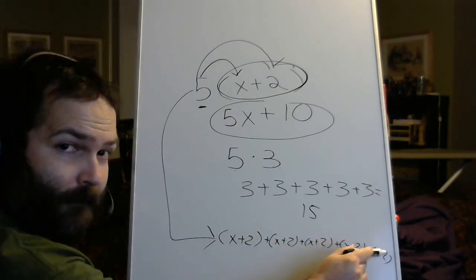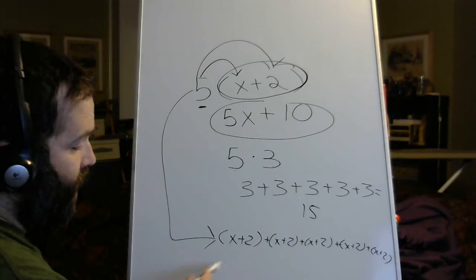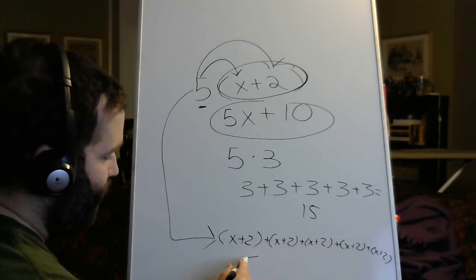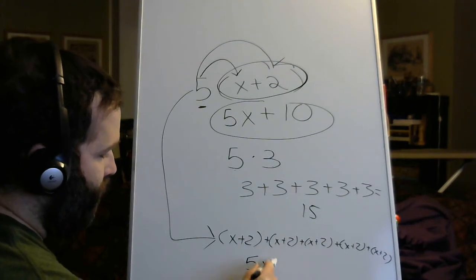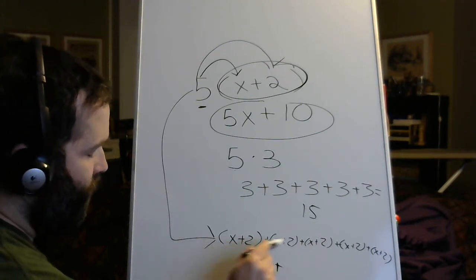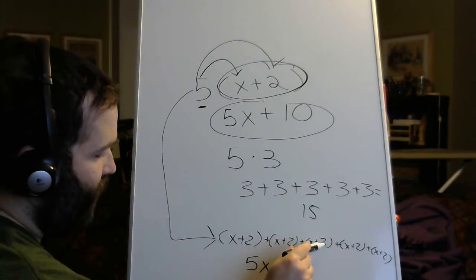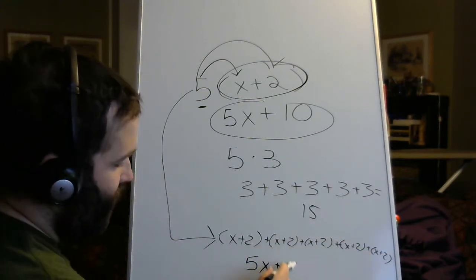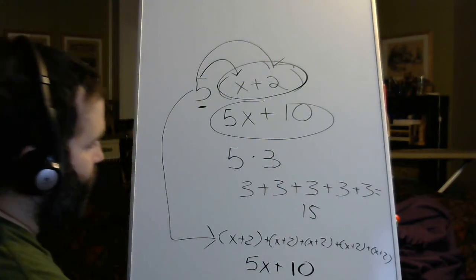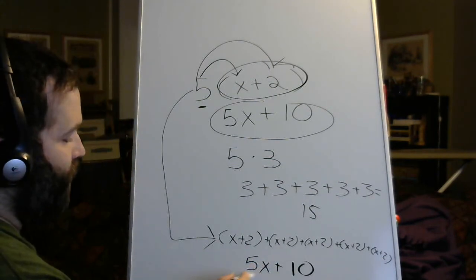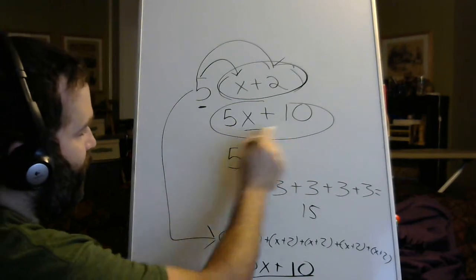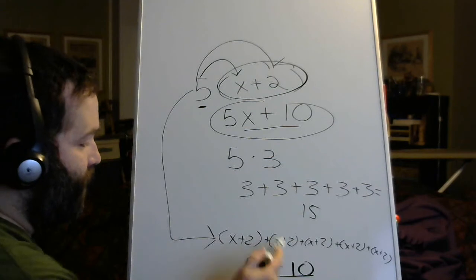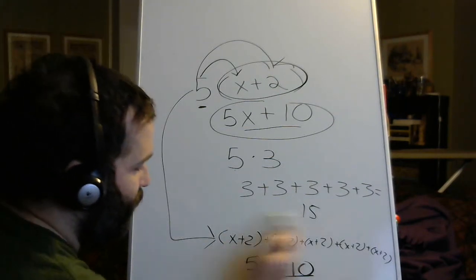3, 4, 5 times. Now if I add these up, I have 1, 2, 3, 4, 5 x's plus, here's a 2, plus 2 is 4, plus 2 is 6, plus 2 is 8, plus 2 is 10. It's going to be 5x plus 10. And you can see that this answer is exactly the same as the answer we got through distributive property. So again, the distributive property is simply a shortcut to doing this.